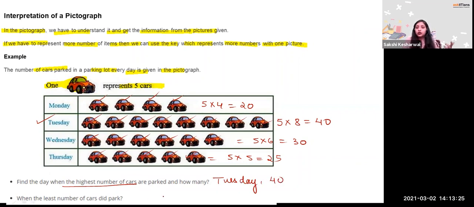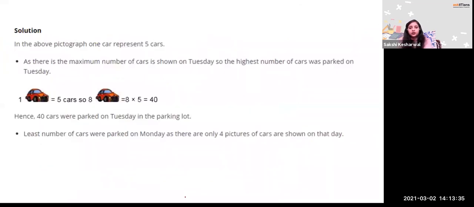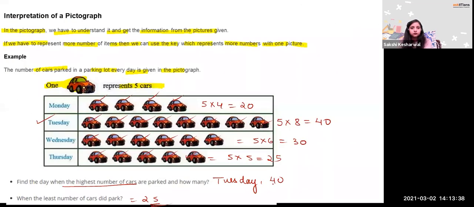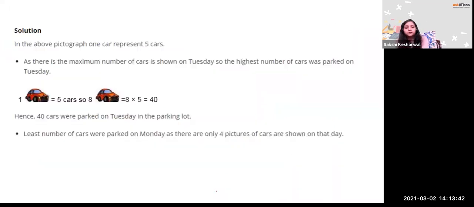What is the least number of cars we did park? So the least we have parked on Thursday. That there were 5. And what was the least? That is 5 into 5, which equals 25. That's it. Got it, right? So these are the answers written. It's Monday, 20 cars, right?